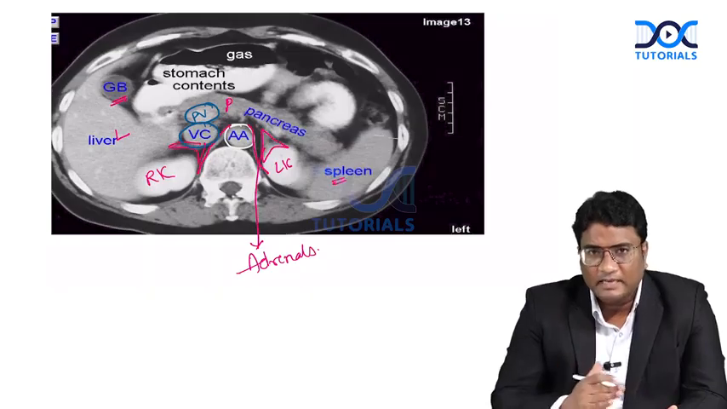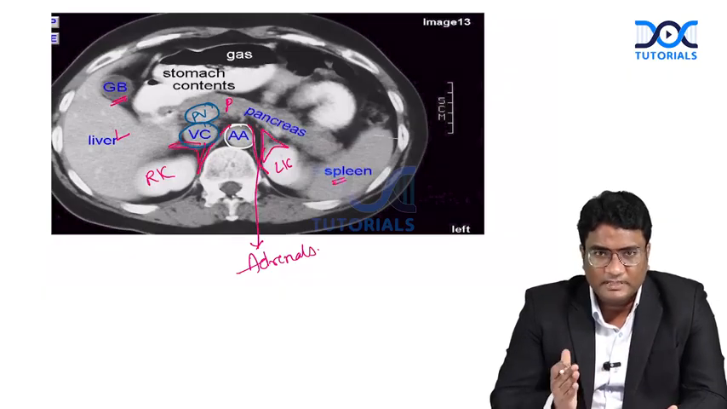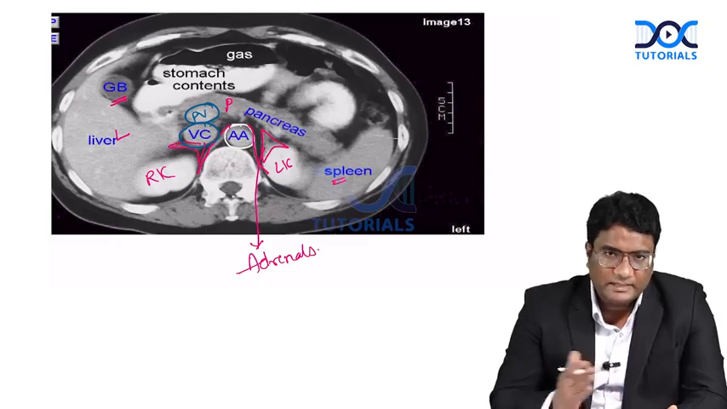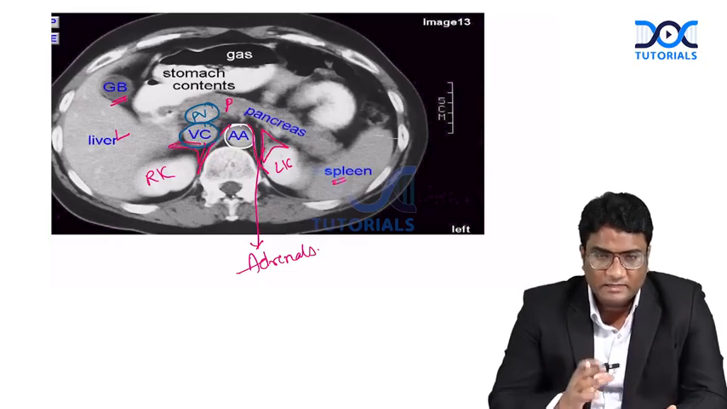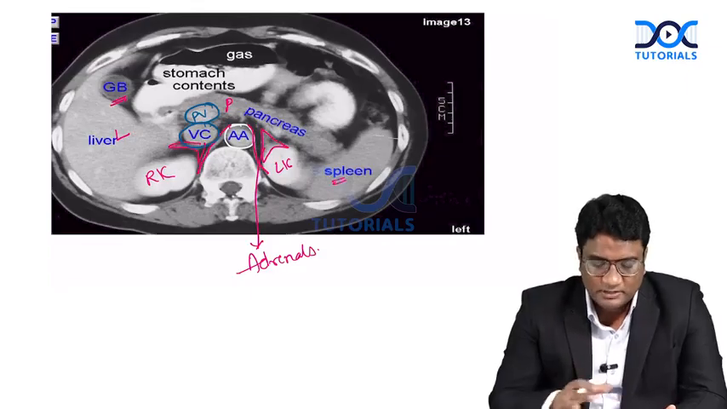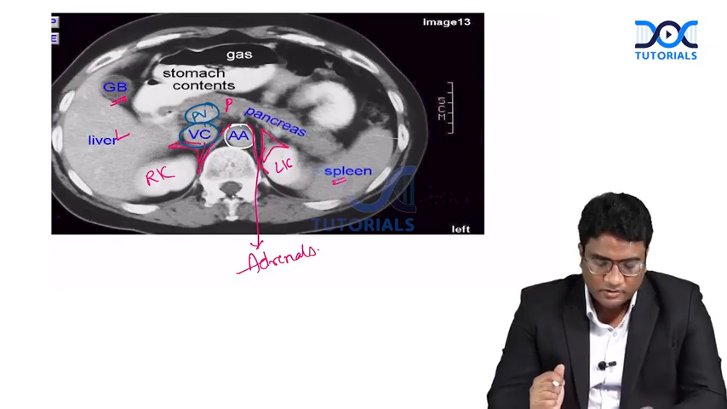Between the right and left crura of diaphragm, that is your descending aorta. To the right of aorta, you should know which is right side, to the right of aorta is the vena cava. Just behind the neck of pancreas is the portal vein. So that is how we identify the different structures on CT abdomen.